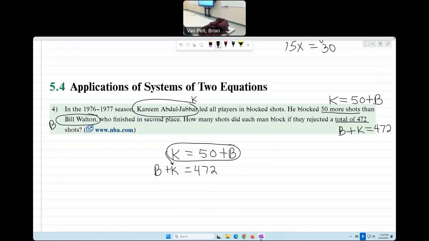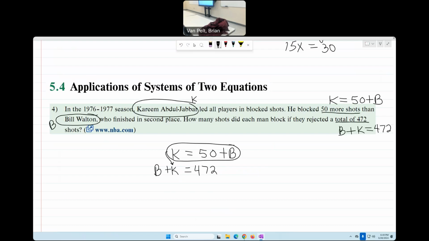Your next equation should have looked like 2b plus 50 equals 472. Right. Now, put that expression in instead of k: 50 plus b, that equals 472. Keep consistency on your letters, or you might lose track.